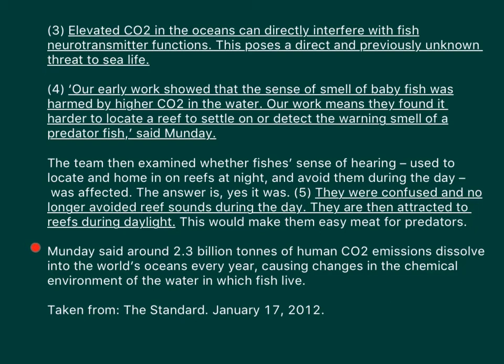Monday said around 2.3 billion tons of human CO2 emissions dissolve into the world's ocean every day, causing changes in the chemical environment of the water in which fish live.